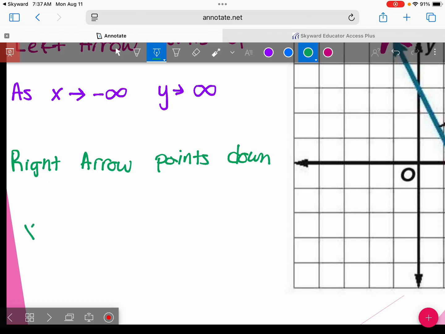So as x approaches infinity. So we had negative infinity for our left arrow, we have positive infinity for our right arrow. As x approaches positive infinity, our y is going to approach, since we know it's going down, as our x's get bigger and bigger, our y's get smaller and smaller and more down on our graph. It gets closer and closer to negative infinity.